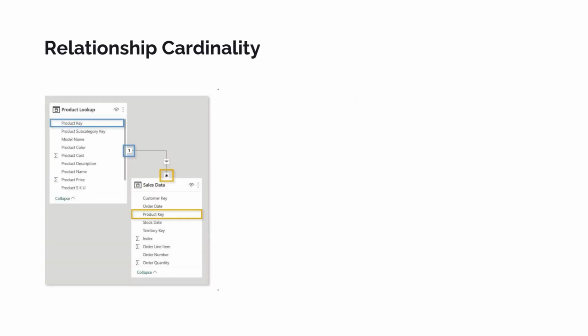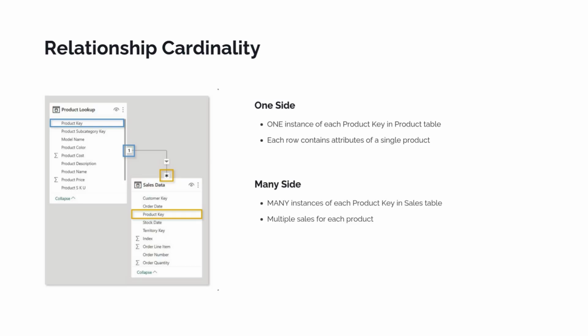Relationship cardinality. On the one side, this refers to the dimension table, where each key appears only once. For example, in the product table, each product appears a single time, so every product key is unique. Each row contains the attributes of a specific product. On the many side, this refers to the fact table, where the same key can appear multiple times. For example, in the sales table, a product key may appear many times because one product can be sold repeatedly. This results in multiple sales records linked to a single product. Ideally, all relationships should follow one-to-many cardinality.